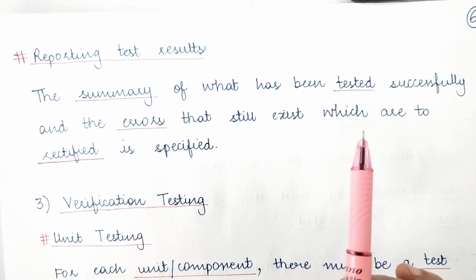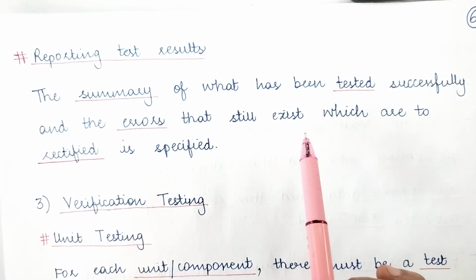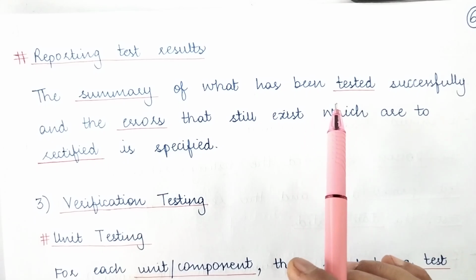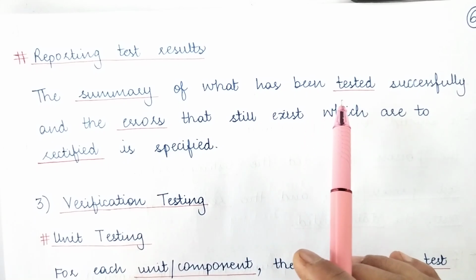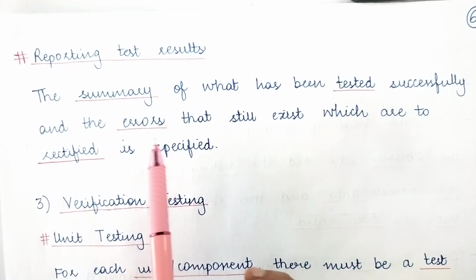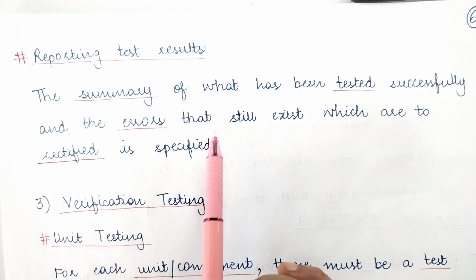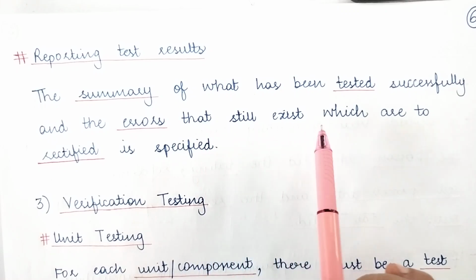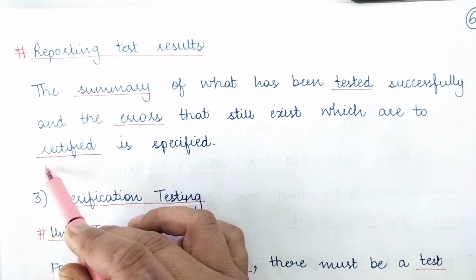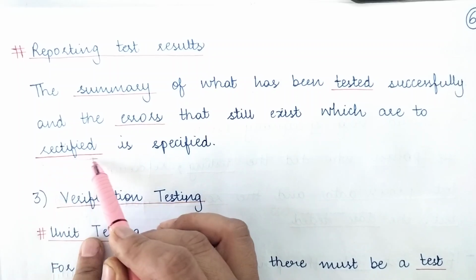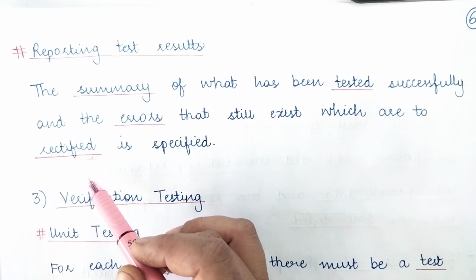But if the test is successful and there are no errors, well and good. But if errors are found when the test has been carried out, then you have to list out what those errors are and whether they still exist, and which have to be rectified. Obviously, that is why you do the test, so that you find out the errors and then rectify them.